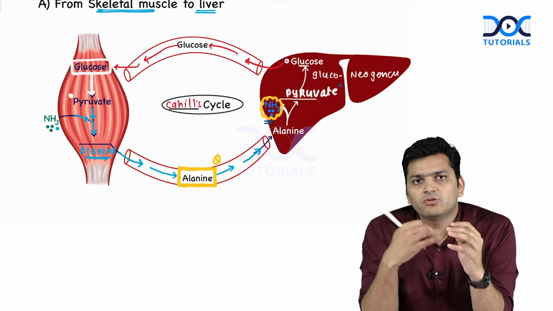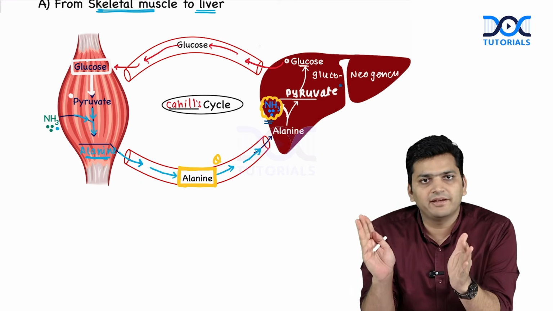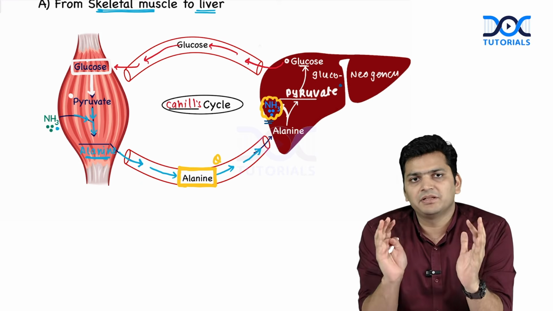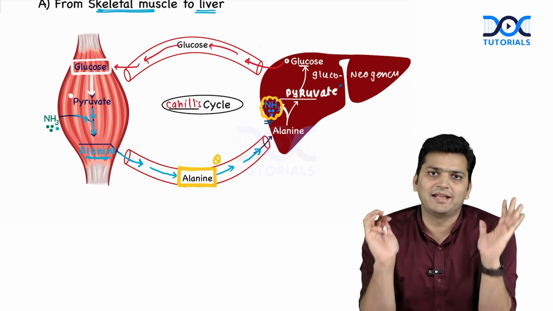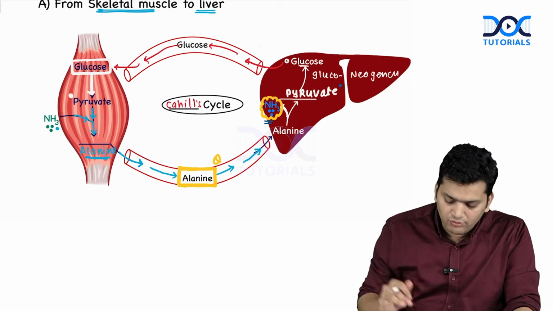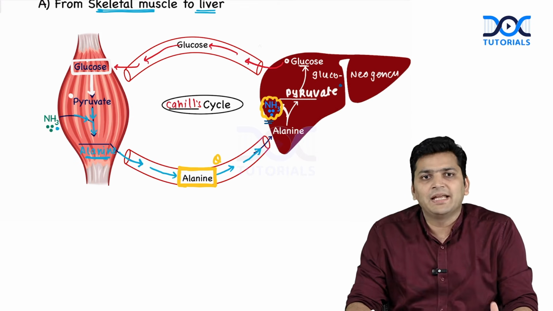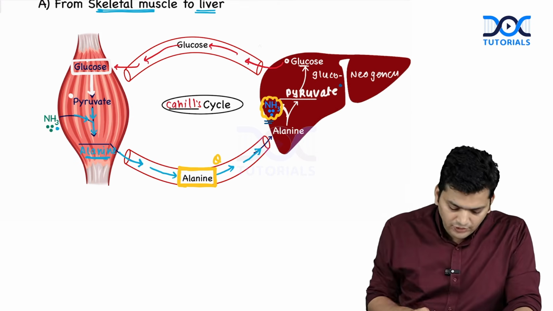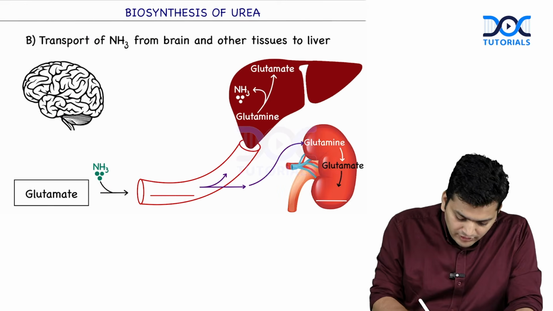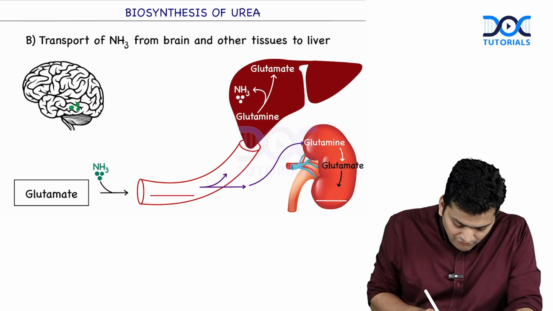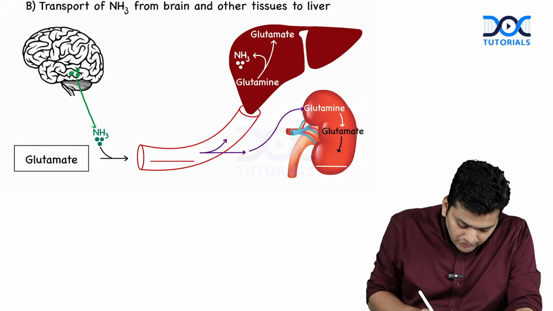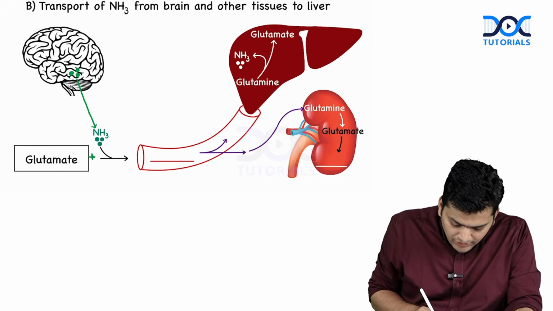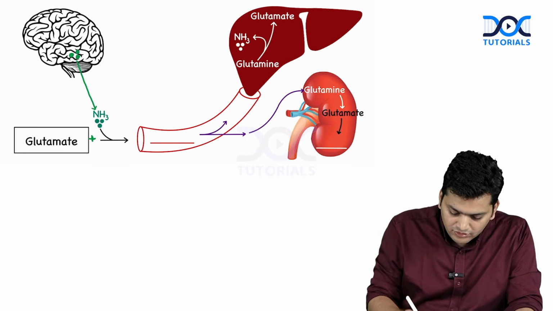The agenda was not to understand the entire Cahill cycle as of now. Just remember one simple statement: who brings the ammonia from muscle? Very important MCQ. It is alanine. Let's understand how we are going to bring the ammonia from the brain and the other tissues. So for example, here are the ammonia molecules in the brain, and I want to bring them. These ammonia molecules are going to club with the glutamate molecule, and they are going to make a molecule called glutamine.